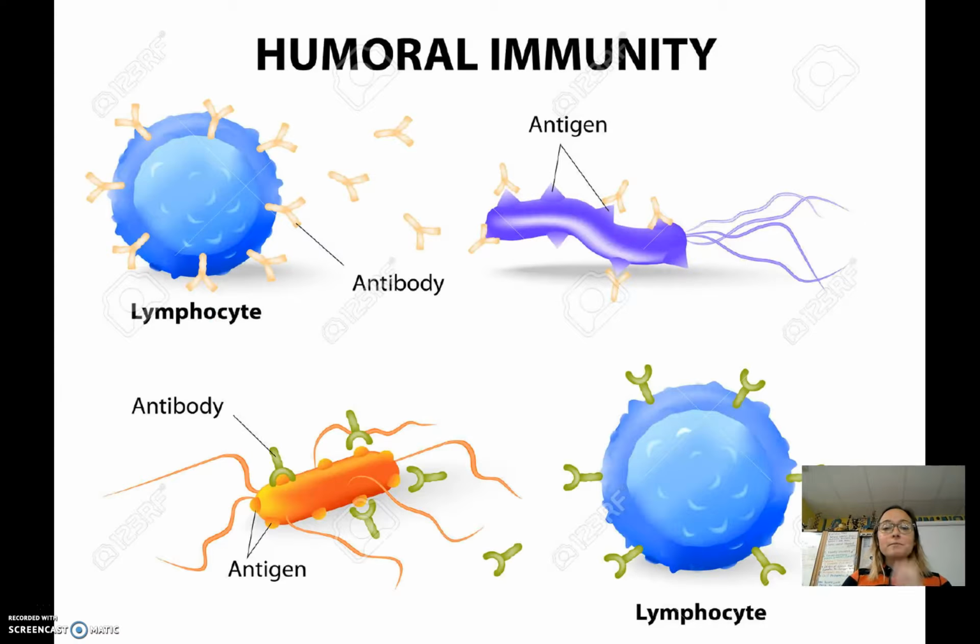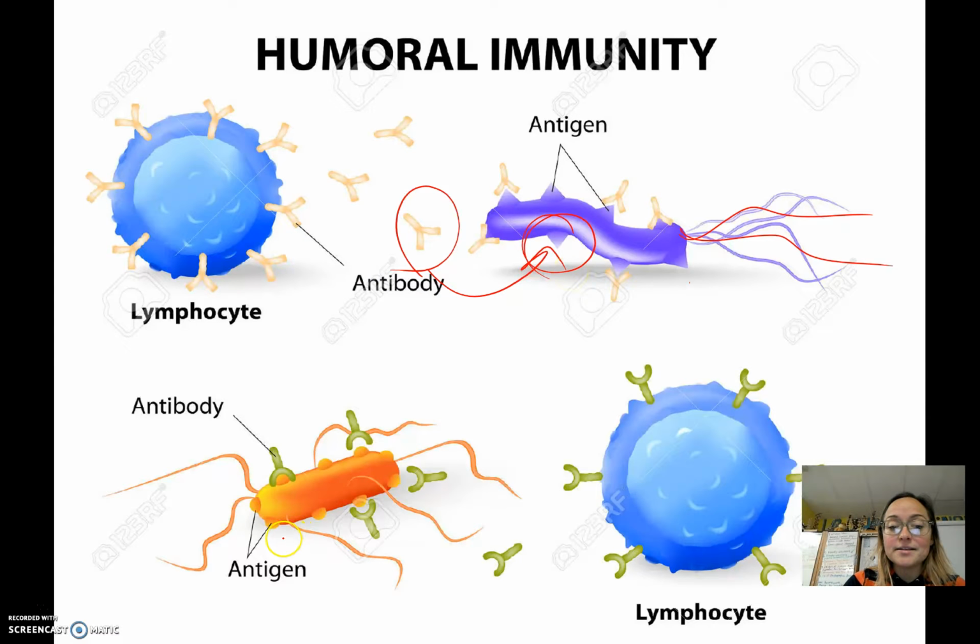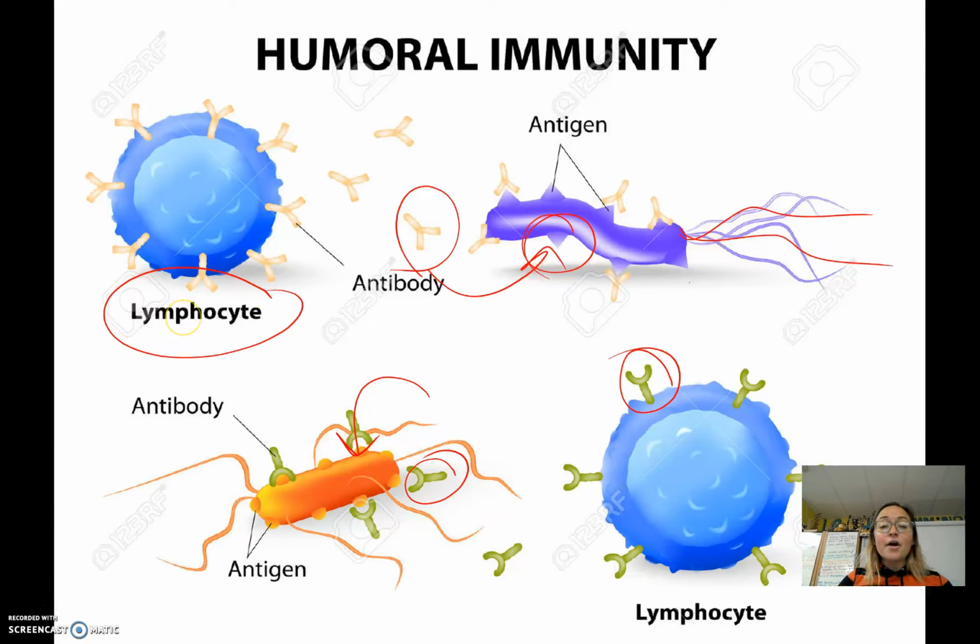So with humoral immunity, you can kind of see here that if this pathogen, you can see it's a bacteria with the flagella, has this triangle-shaped antigen, well, there's antibodies specific for that. Where on this bacterium, you can see these antigen receptors will release antibodies that fit perfectly. So our B cells, our lymphocytes, are very specific for the pathogen that they are targeting.